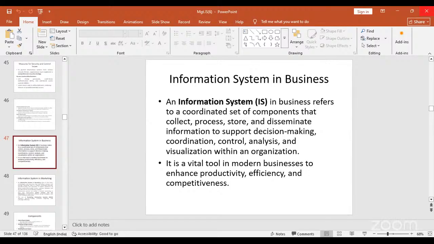Clear? So it is a vital tool in modern businesses to enhance productivity, efficiency, and competitiveness. Information system in business is a vital tool for modern business processes. And what is the role of it? To enhance the productivity, efficiency, and competitiveness of the business organization.